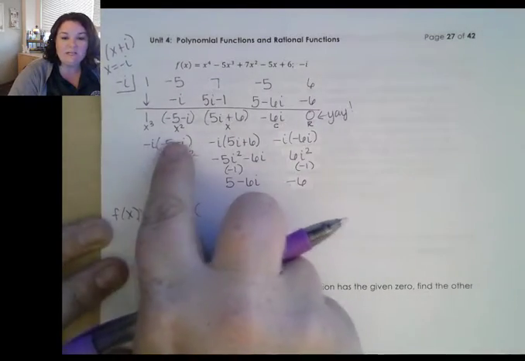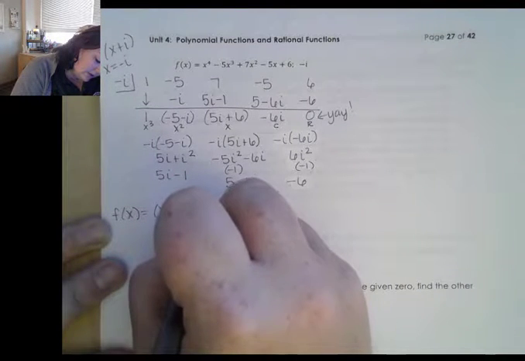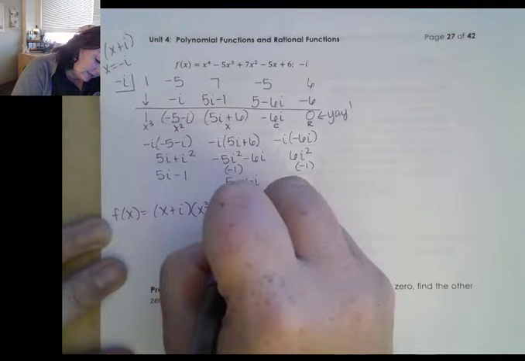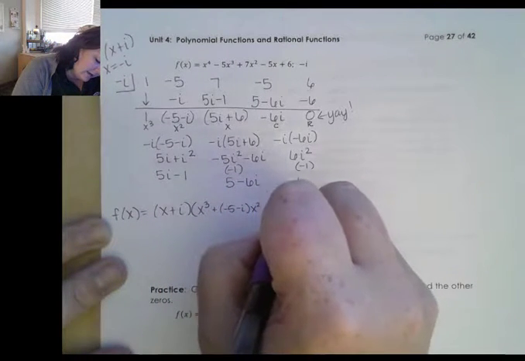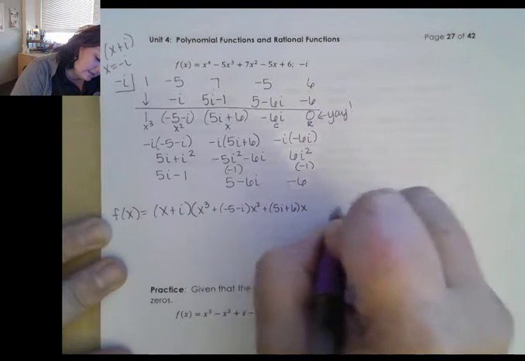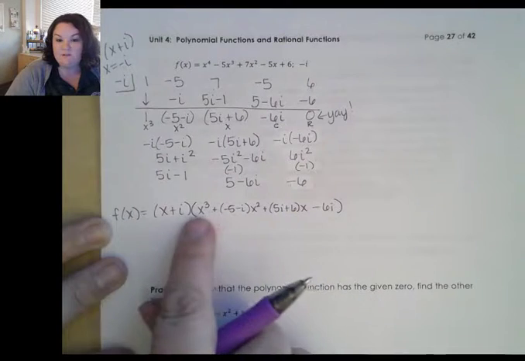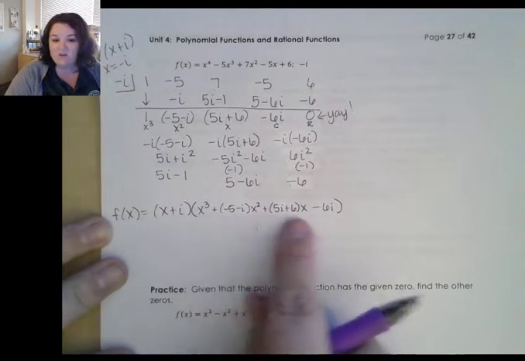Now, this is pretty nasty, right? If I wrote this out, I would have x cubed plus negative 5 minus i times x squared plus 5i plus 6 x minus 6i. And this is not something we're used to dealing with. This is not something that we've learned to factor or anything else.